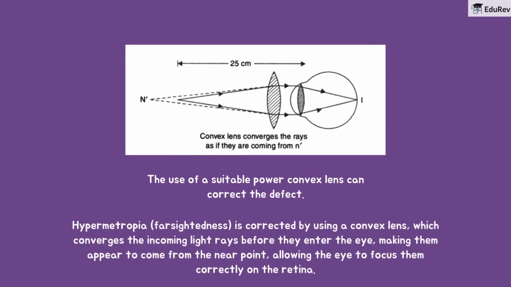Hypermetropia is corrected by using a convex lens which converges the incoming light rays before they enter the eye, making them appear to come from the near point, allowing the eye to focus them correctly on the retina.